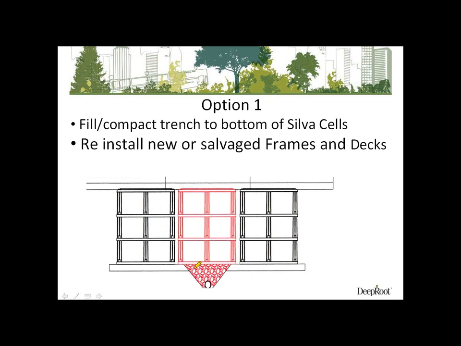One is compact your trench area, either filling this, if it's wet, you want to use a clear stone or a U-fill type product so you get out of the water so you can get a solid base. Basically recompact your subgrade up to the bottom of the Silva Cells. Make sure you get a good solid base for your Silva Cell frames to sit in, and then restore the Silva Cells by either the ones you salvaged or with new Silva Cell frames, just as you install those and fill them with soil, just as you would a new installation.